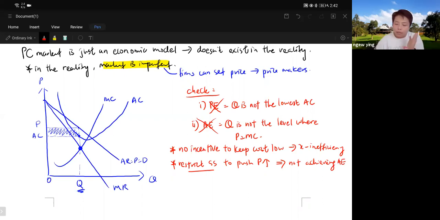Now, next, guys, when monopoly firms are not achieving AE, it will lead to something called deadweight loss. Deadweight loss is being incurred. Then the area of deadweight loss will be from here compared to the allocative efficiency, the optimum level of output. This triangle is your deadweight loss.